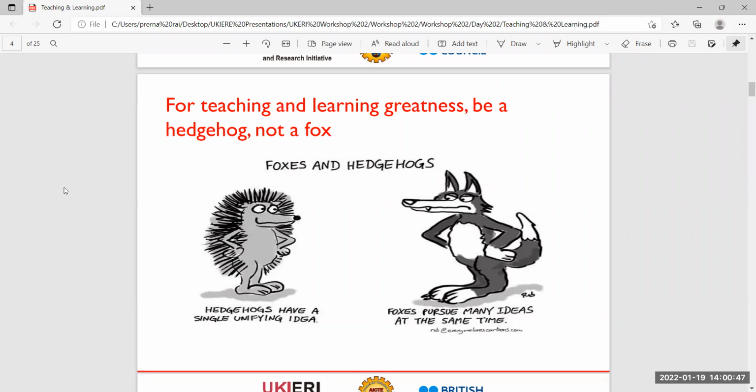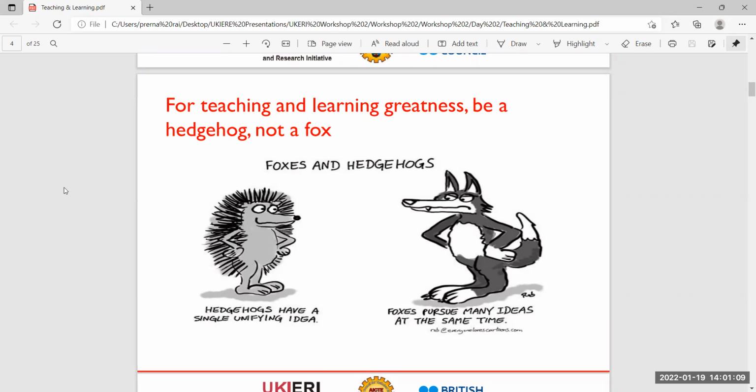So the concept between these two is that the hedgehog has a single unifying idea. He doesn't have multiple. He just knows that he has to defend himself. Whereas the fox is like, how should I get hold of this hedgehog? So he thinks of multiple ideas. When you are thinking of multiple ideas, it may not be a success.